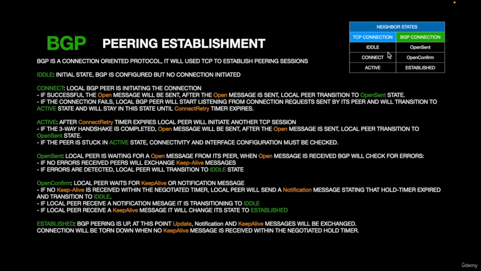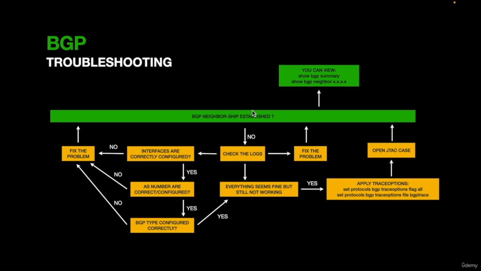If your BGP peer is stuck in Active, then it means that the connection doesn't work, and most probably you have some misconfiguration at the interface level, or you cannot reach your BGP peer. So the best thing to do is to check the logs. Most of the time you will find in the logs what is wrong. So if you found out what is wrong, you can fix the problem.